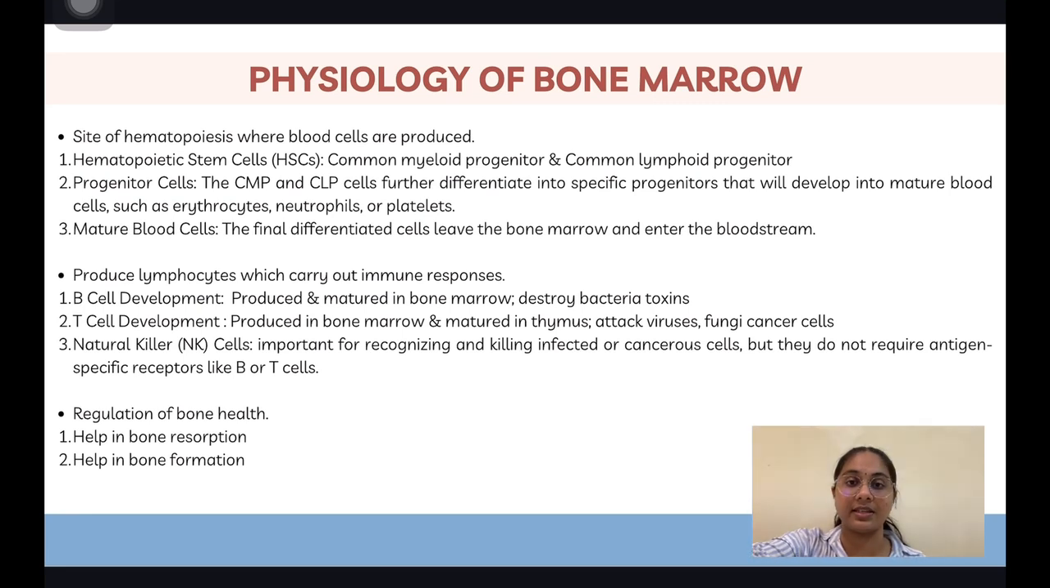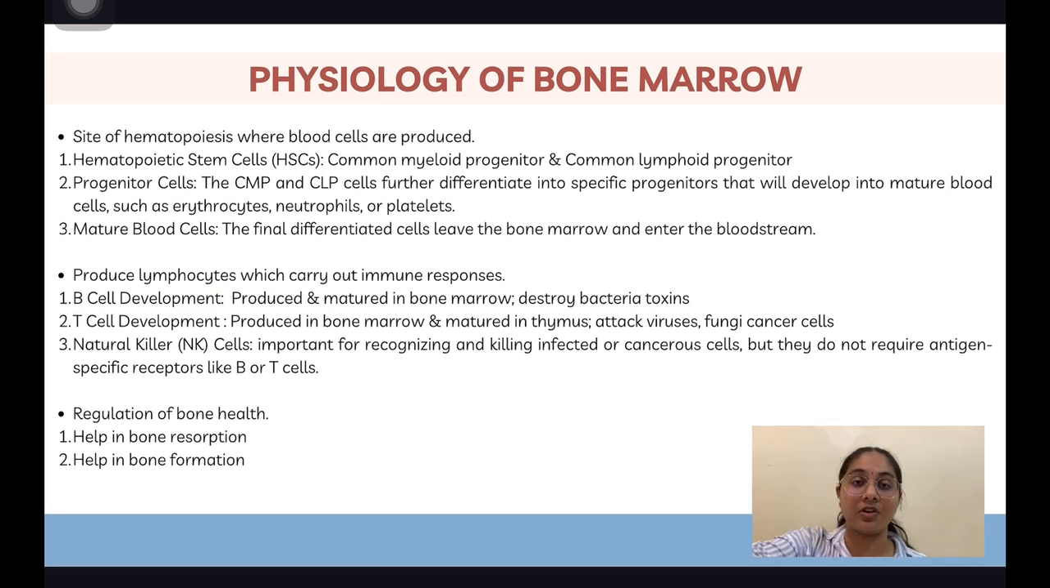Now, on to the second one. Produce lymphocytes which carry out immune responses. There are three types of lymphocytes, which are B cell, T cell, and natural killer cells. So B cells are produced and matured in bone marrow and they destroy bacteria toxins. T cells are produced in bone marrow but they are matured in thymus and they attack viruses, fungi, and cancer cells.